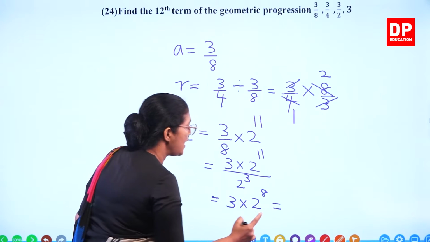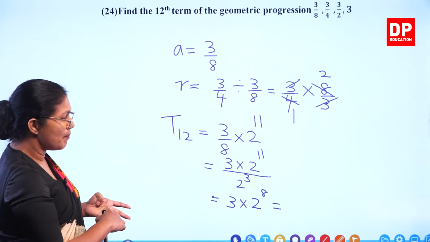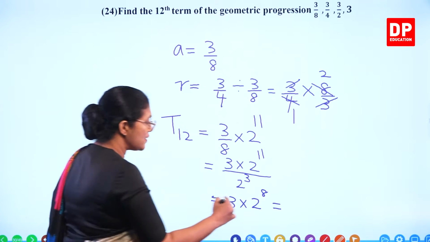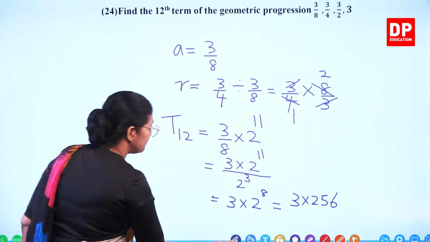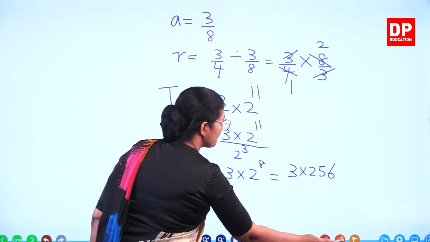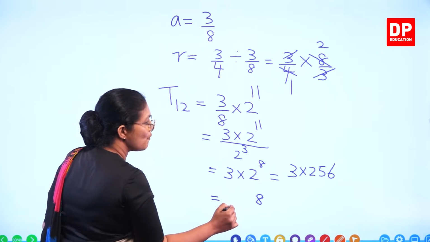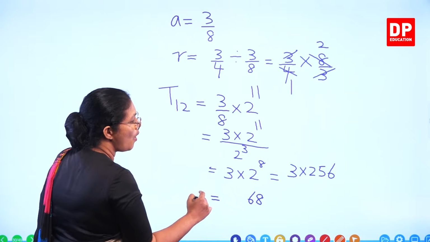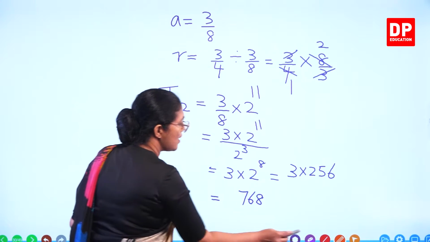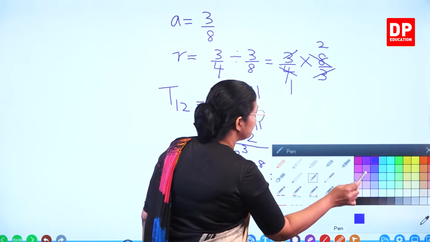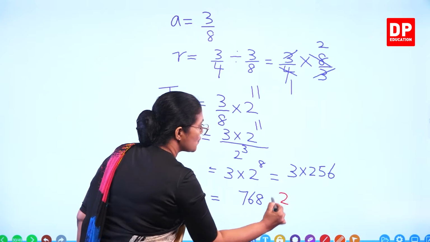What is 2 to the power 8? 2 to the power 7 is 128. 128 multiplied by 2, 256. 3 times 256. You get 3 times 6, 18, 1 remaining. 3 times 5, 15, plus 1, 16, 1 remaining. 3 times 2, 6, plus 1, 7. So the answer is 768. You get 2 marks for that.